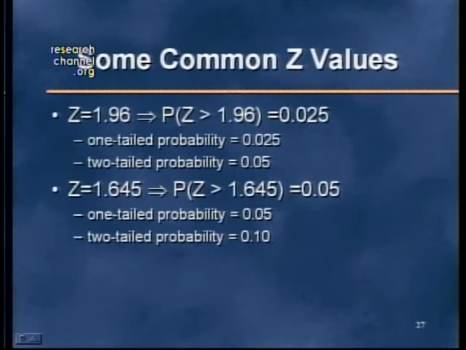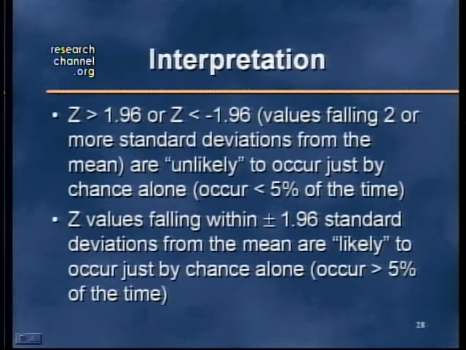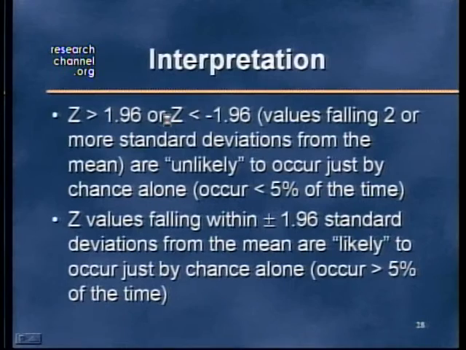Okay, we will be spending more time on this, and you can also get some practice with the homework. But how can we interpret these probabilities? If we actually saw a z value that was bigger than 1.96 or less than negative 1.96, values out there in the tails of the distribution, what would that tell us? Well, as it says in the slide, it's unlikely to occur just by chance alone.